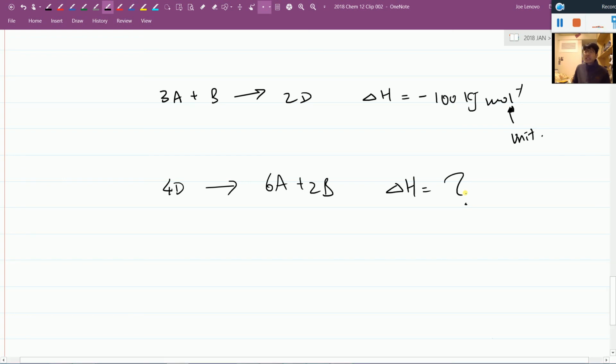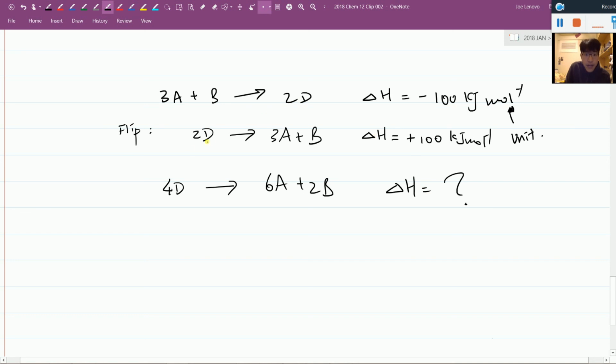What is the delta H? The delta H, you can do at least 2 things, because when you go forward, so when you go like 3A into B, you need to do a flip first. So let's do a flip. When you do a flip, it means that you take 2D turning into 3A plus B. So when you do a flip, from a negative, it becomes a positive kJ per mole, right?